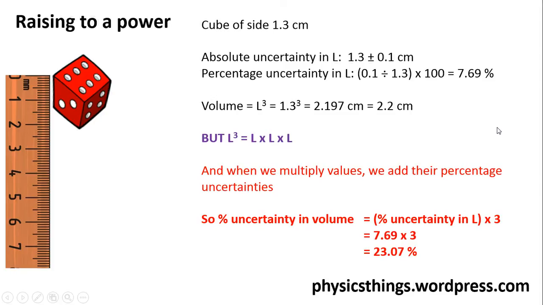And so basically, just as we did beforehand when we looked at multiplying values, we add their percentage uncertainties. So here I effectively have 3 lots of L, so I need to add their percentage uncertainties to each other 3 times. And adding those together is the same as doing 3 times it. So if I take my percentage uncertainty in L, times it by 3, that gives me my overall percentage uncertainty in the volume of the cube.